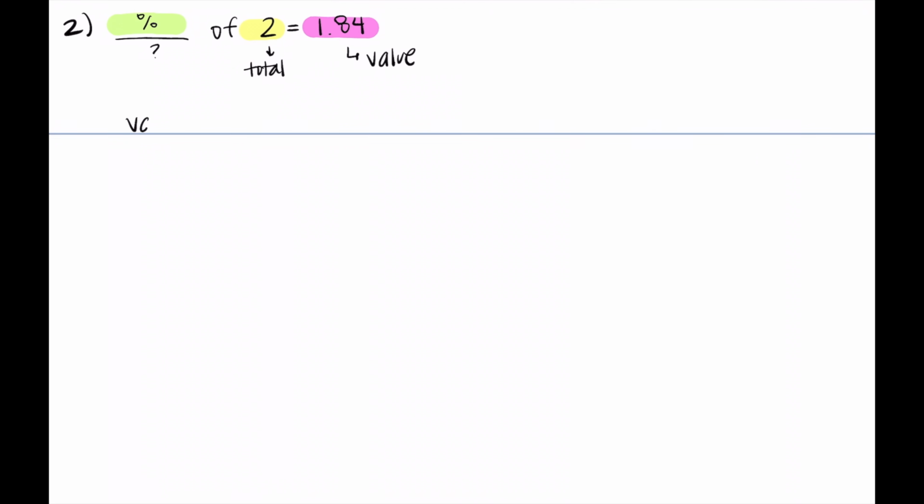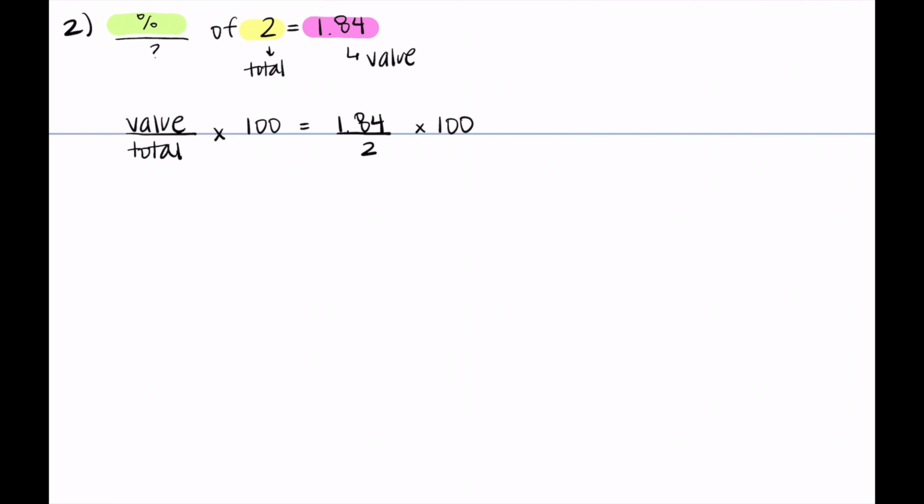So now that we've decoded, let's put it all up into that equation. We remember our equation is the value over the total times 100. So our value here is 1.84 divided by the 2 times 100. And just like in our first example, we're going to do that division on the side here. I want us to know how to divide decimals regardless of if your teacher allows you to use a calculator or not. And this one is easier than the last one.